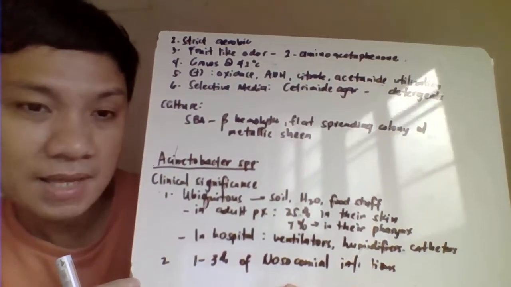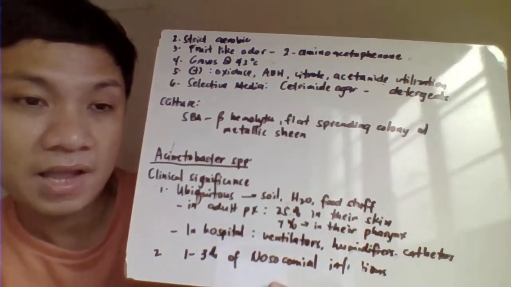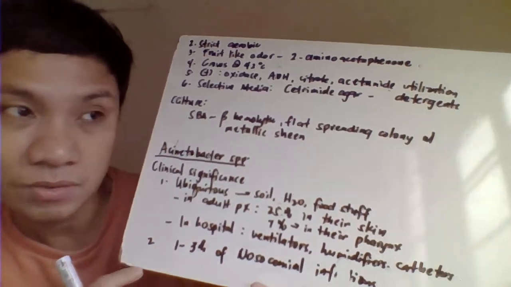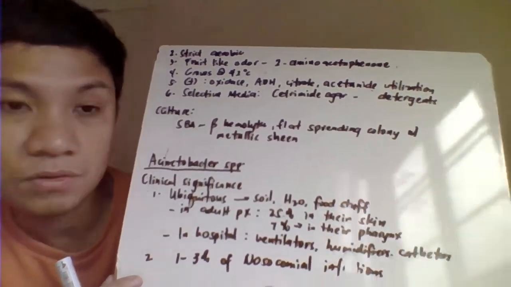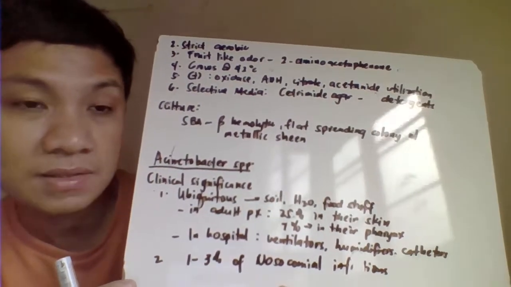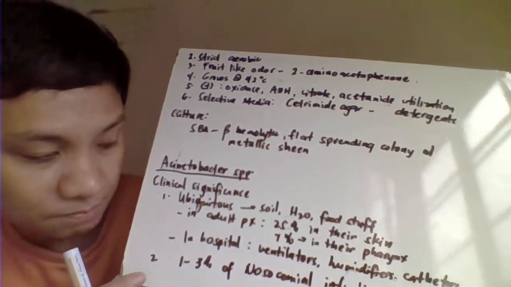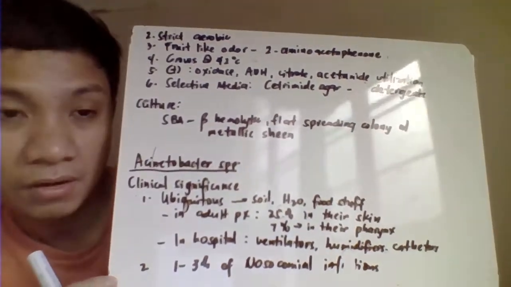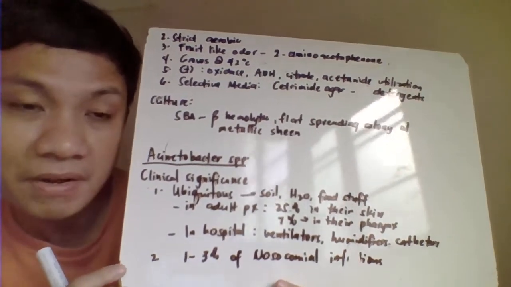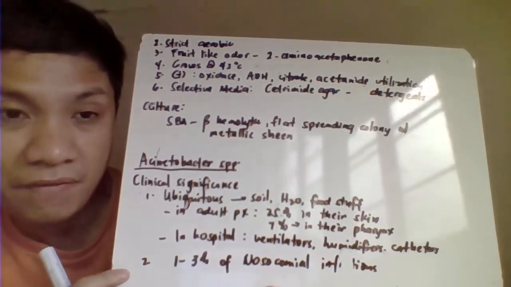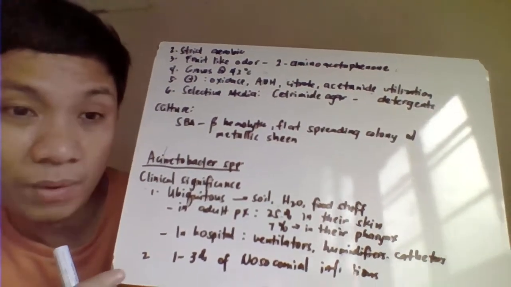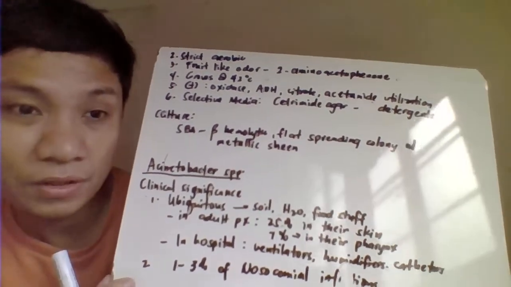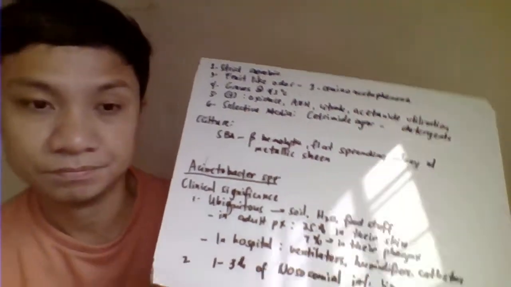In the hospital setting, you can isolate this bacteria from the following sources: humidifiers, ventilators, catheters, or even some other hospital equipment. In terms of prevalence in causing nosocomial infections, this is only second to Pseudomonas, accounting for only 1 to 3% of total nosocomial infections.